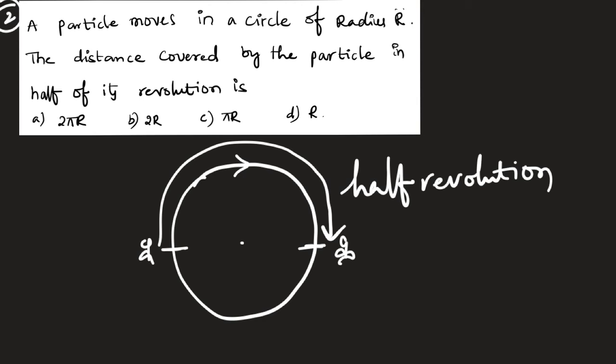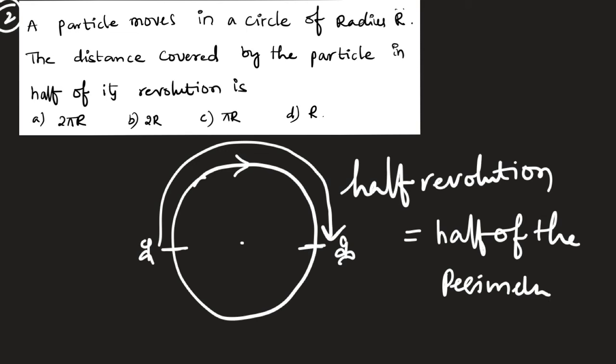So in half revolution, it means it's half of the perimeter of the circle, right? And what is the perimeter? If it has a radius r, the perimeter is 2 pi r. So half of the perimeter is pi r. So pi r is the distance traveled by the particle when it covers half of the revolution. That will be your option C, right? Now let's look at one more question.